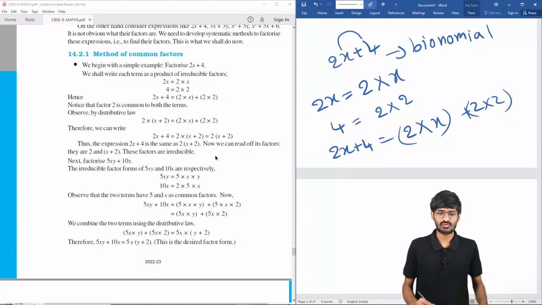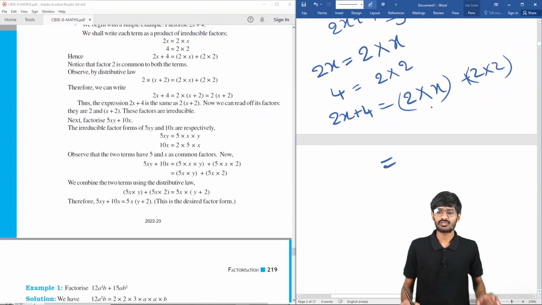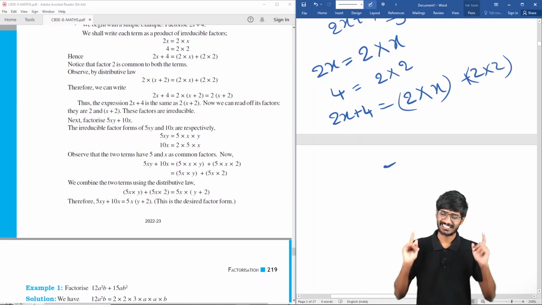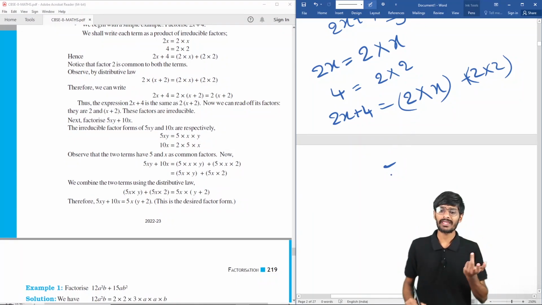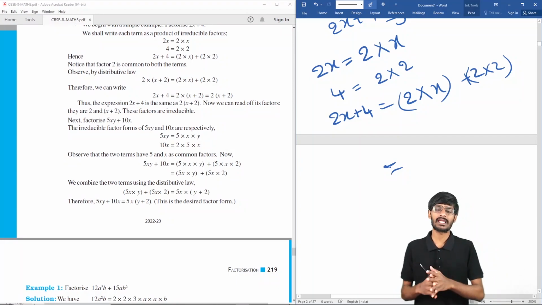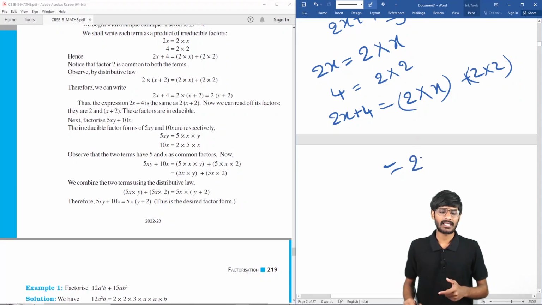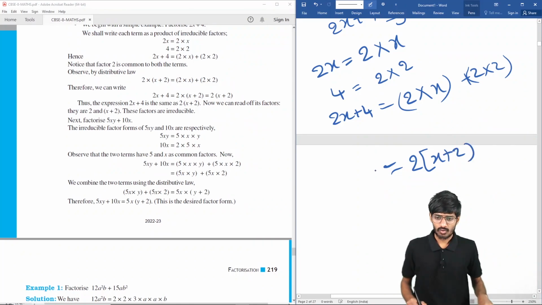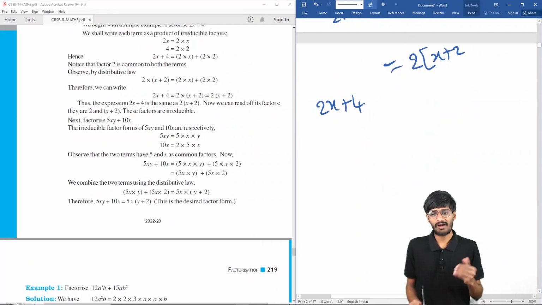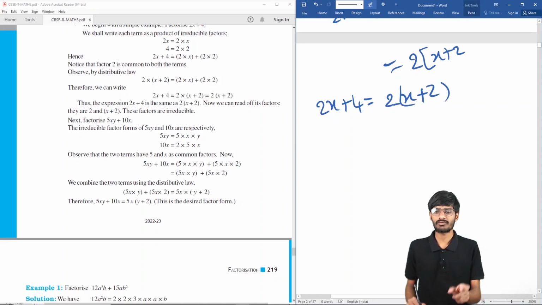So here a situation arises. What is the situation? If you observe the two terms, there is a common factor in the two terms. What is it? It is obviously 2. So why can't we take 2 as a common? We take 2 as a common, and what is left? That is x, and what is left here? It is 2. So it is 2 into x plus 2. Finally, 2x plus 4 is written in the form of 2 into x plus 2.